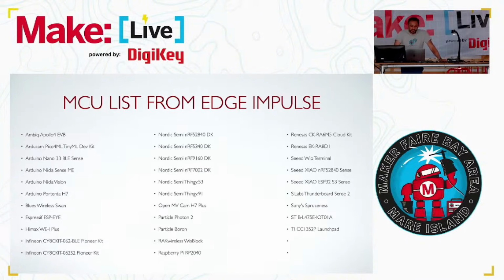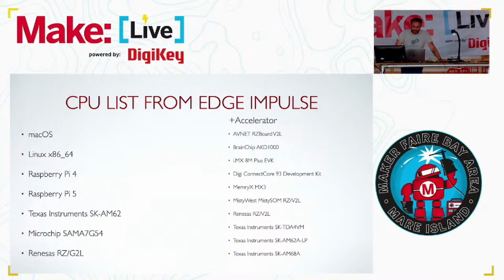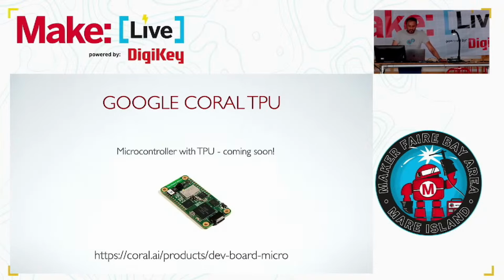And then if you go to Edge Impulse, that also publishes a list of supported hardware, and their list is quite extensive. Again, a whole bunch of Arduinos that we see here, with microcontrollers plus accelerators. These accelerators help the machine learning models to run a little faster and give better performance. And also CPUs, you can see that Raspberry Pi 4 and 5 are both supported, and also GPUs. And Google has a neural processing unit called TPU. They call it Tensor Processing Unit, called Coral.